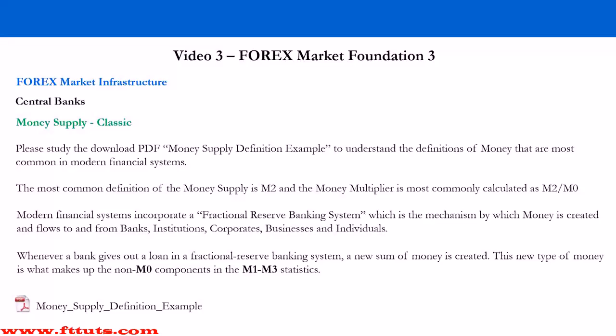What you're going to find is that most modern financial systems incorporate what's known as a fractional reserve banking system, which is basically the mechanism by which money is created by central banks. And this flows to the banks and from banks to institutions, corporates, businesses, and individuals. So basically, whenever a bank gives out a loan in a fractional reserve banking system, a new sum of money is just created from basically nothing. And the new type of money is what makes up the non-M0 components in the M1 to M3 statistics.